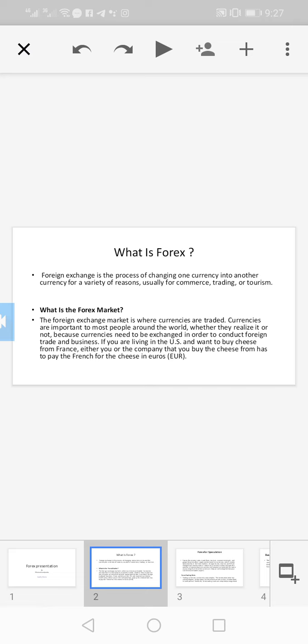Let's first define what forex is. We can define forex as foreign exchange. Foreign exchange is a process of changing one currency into another currency for a variety of reasons, usually commerce, trading, and tourism. Okay, let's say you want to buy something in Angola.